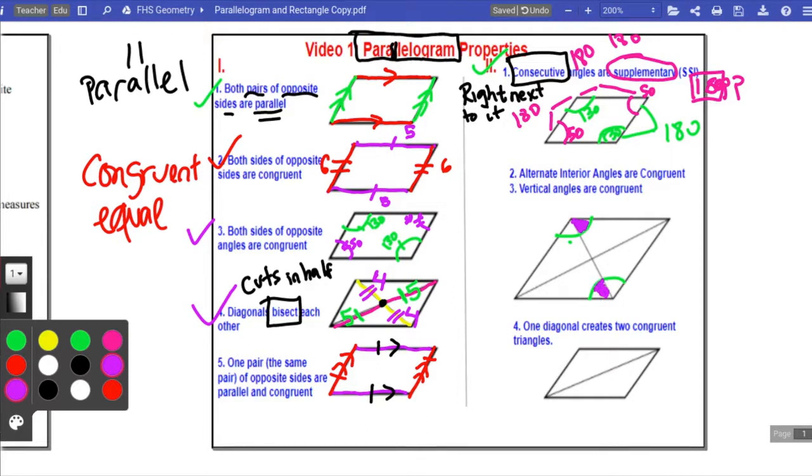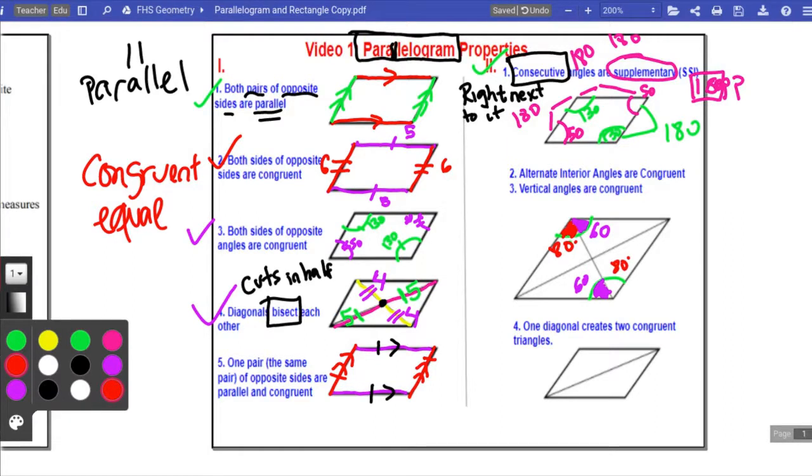Notice they're alternating. That's what we call alternating interior angles. They are congruent. So for example, if this was 60, guess what? The left side would also be 60. And for this one, if this was 80, guess what this would be? 80. That's pretty much how alternating interior works.